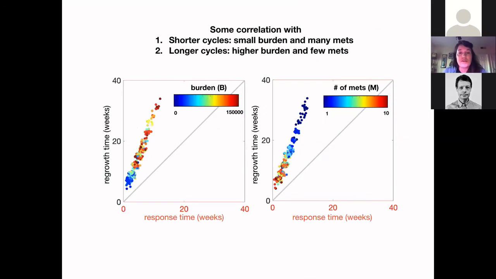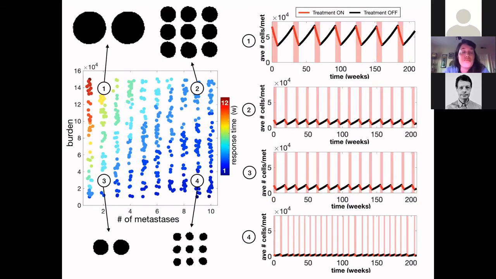You can see that this correlation is apparent, where you have a low burden and a high number of mets and really quick cycles, and then the opposite, really long cycles for a low number of mets and a high burden. But in the middle, it's kind of jumbled. So if we look a little bit closer, we can look at, say, 2 and 9 mets with a high burden, which is up top, and a low burden down below. If we look at the adaptive therapy cycles here, instead we're plotting the average number of cells per met, so basically taking the total burden and dividing by the number of mets, and we can see what these cycles look like.